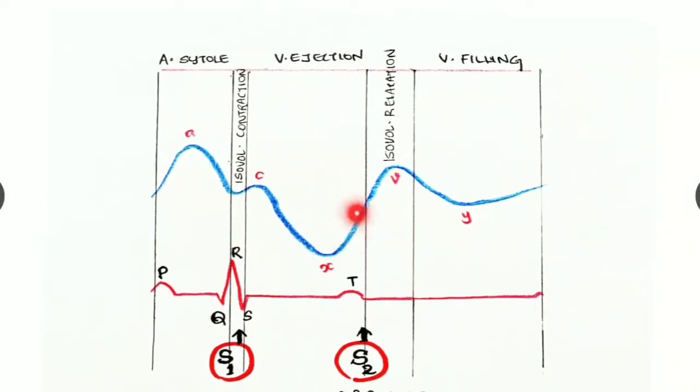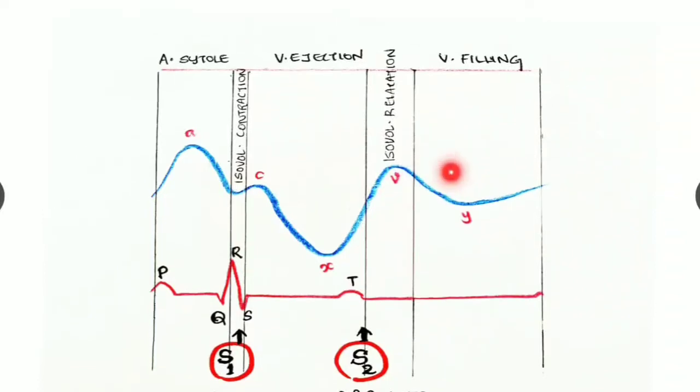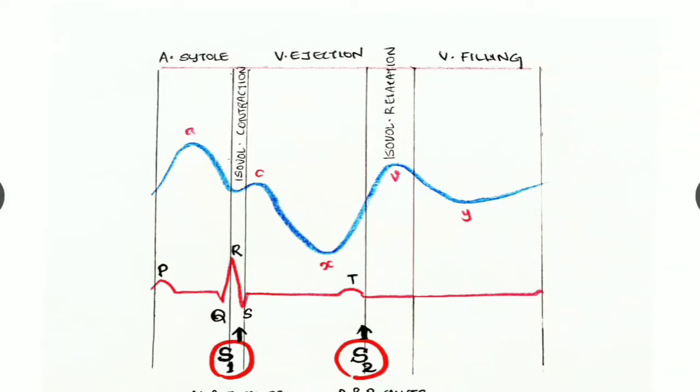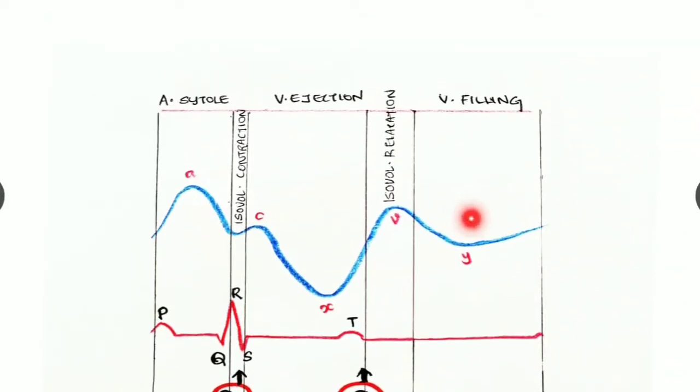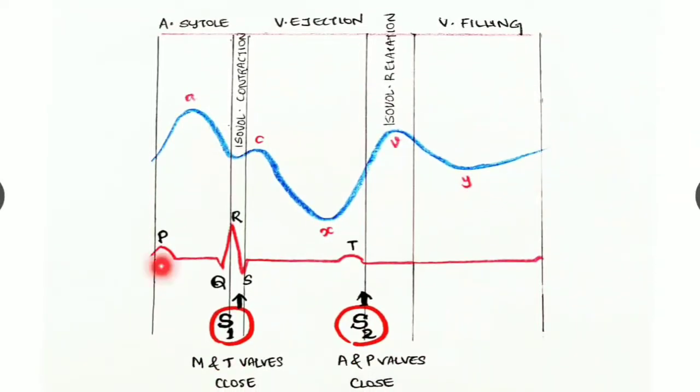and towards the end in the ventricular relaxation the X descent, and in the isovolumetric relaxation phase due to the passive venous filling the V wave, and in the ventricular filling due to the opening of the tricuspid valve and right atrial emptying, there is the Y descent. And here we can see the P wave, the QRS complex, and the T wave in the ECG.